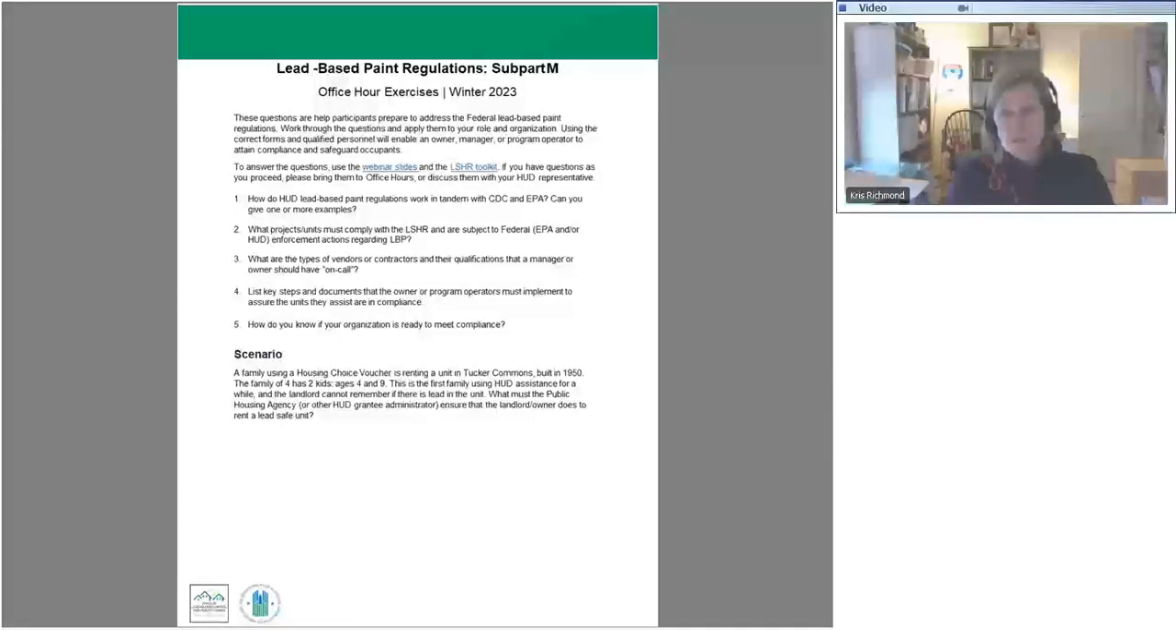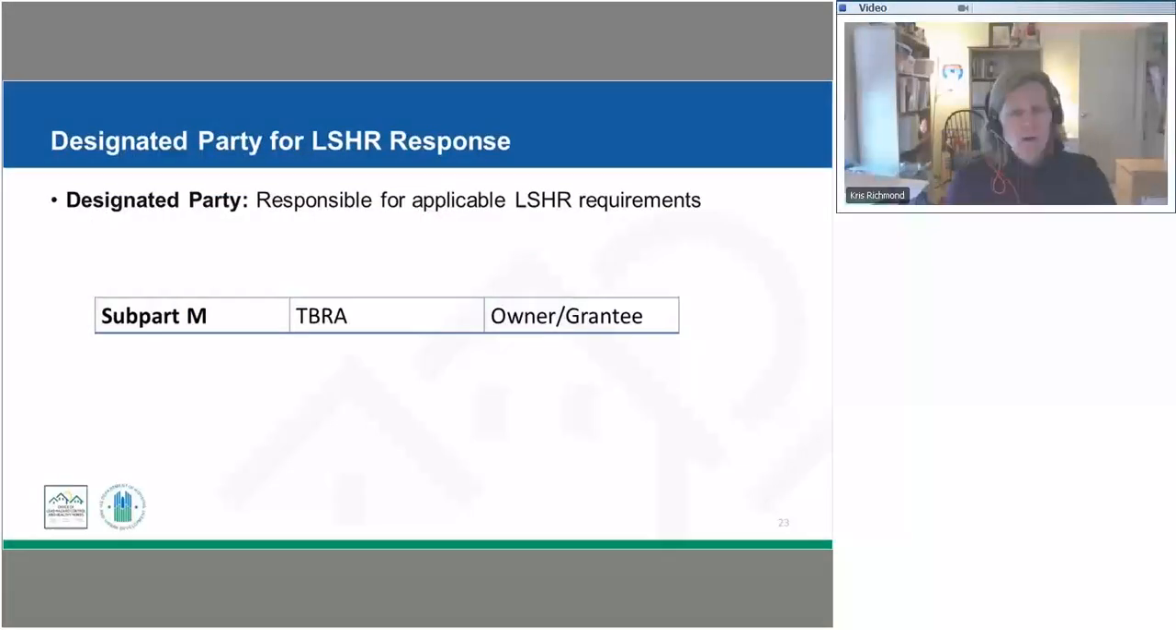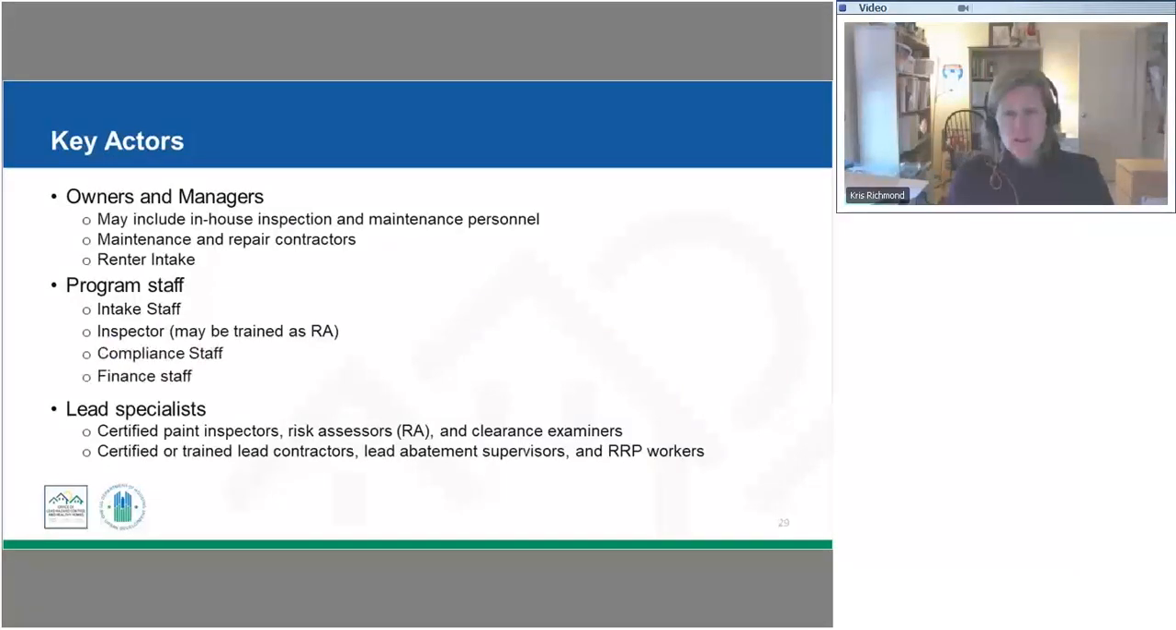And I'm going to go to slide 29. So we're trying to figure out who's responsible. So remember, it's our owners and our property managers, as well as the grantee, who could also be the Public Housing Authority for Subpart M, tenant-based rental assistance. And so we have our owners and our property managers and their maintenance employees. They're subject to following the federal requirements, as well as we have our program operators and our program staff. We also had another slide here that talked about some of our key actors.